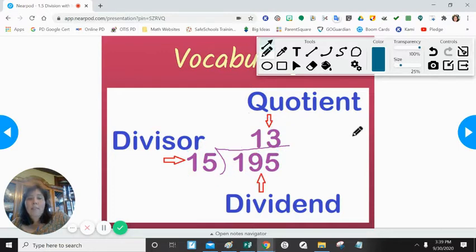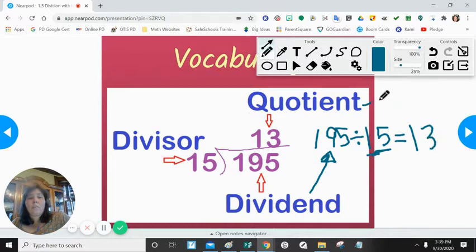If I was to write the same expression out horizontally with our division symbol, our dividend is first, our divisor is second, and then our quotient is on the other side of the equal sign. So your dividend is first, your divisor is after the division symbol, and your quotient is after the equal sign.